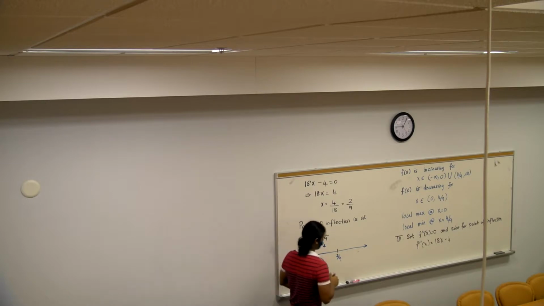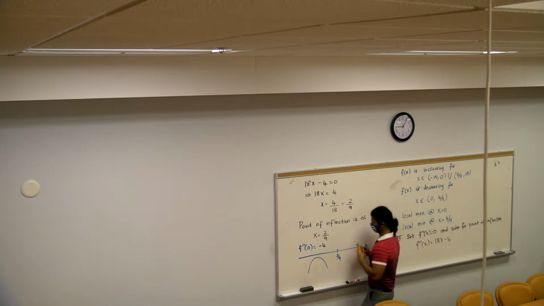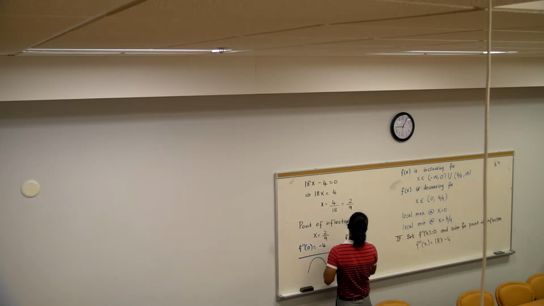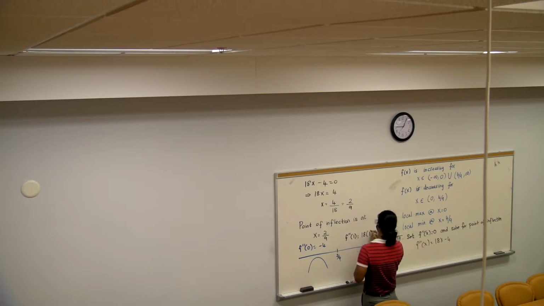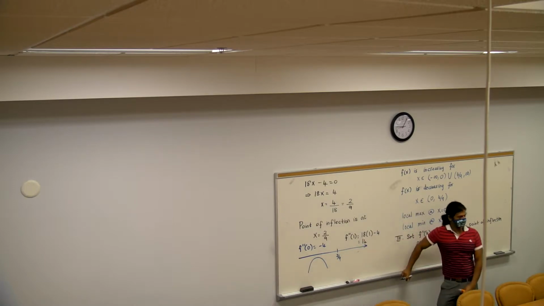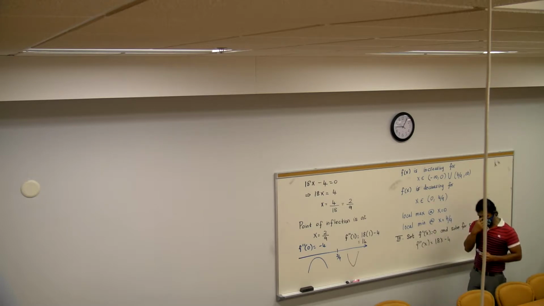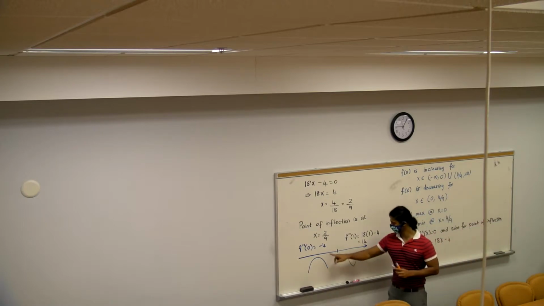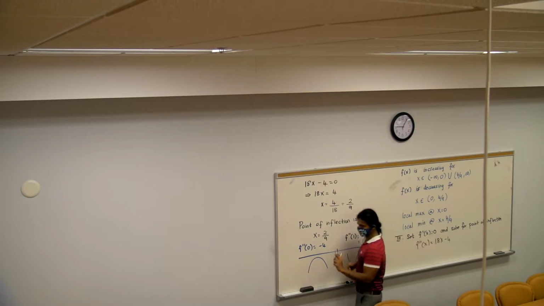Pick an easy number to the right of 2 over 9: 1. Plug that in the second derivative, you get 18 times 1 minus 4, which is 14. 14 is a positive number, yes? So, concave up. So my guess as to what this function is going to look like is it's going to come down, turn, and go up. And that's just my guess, just by doing this.